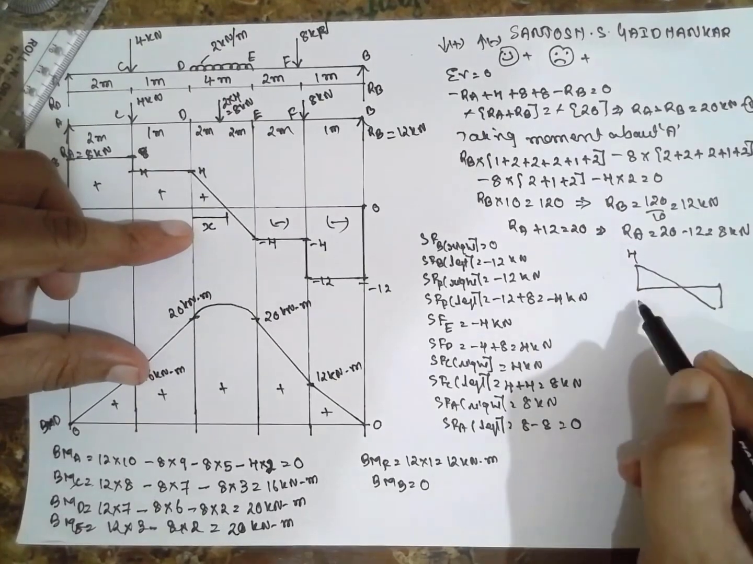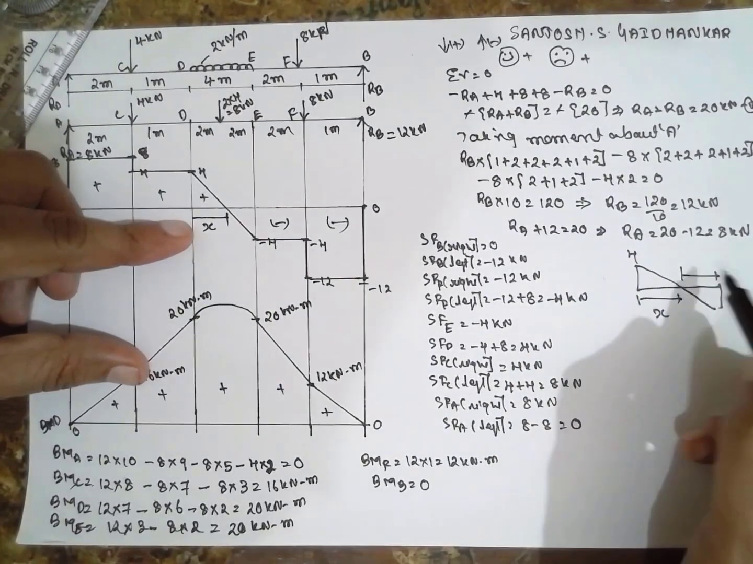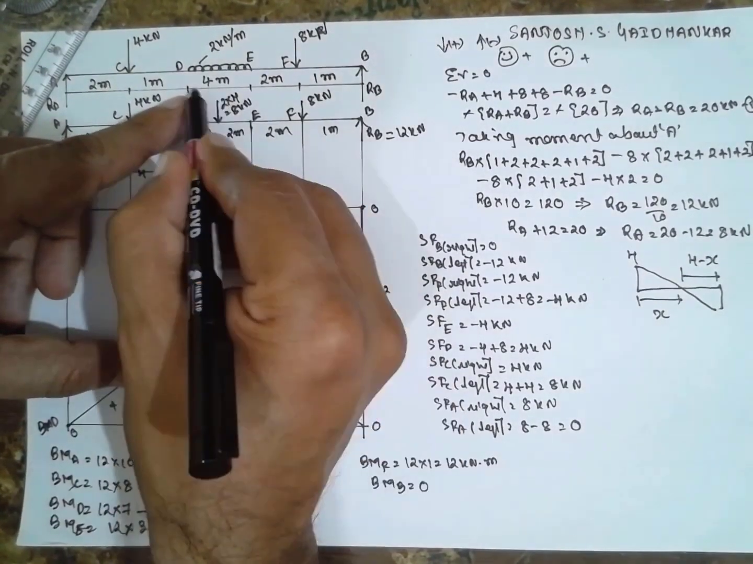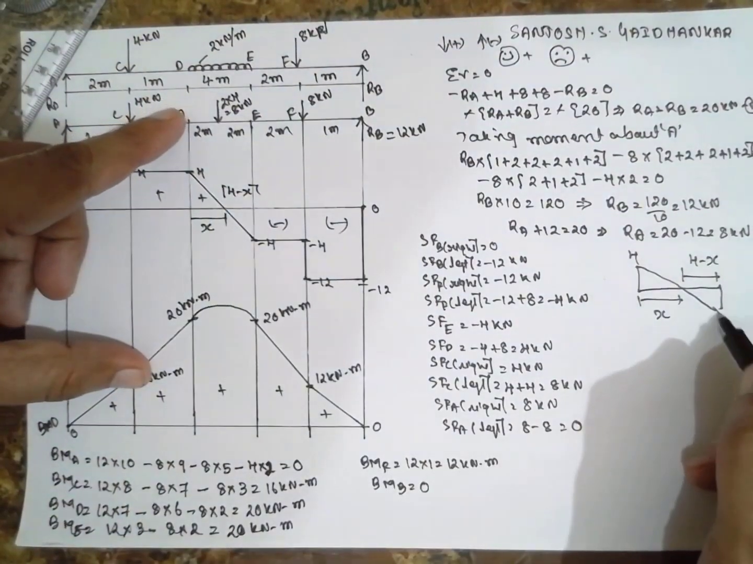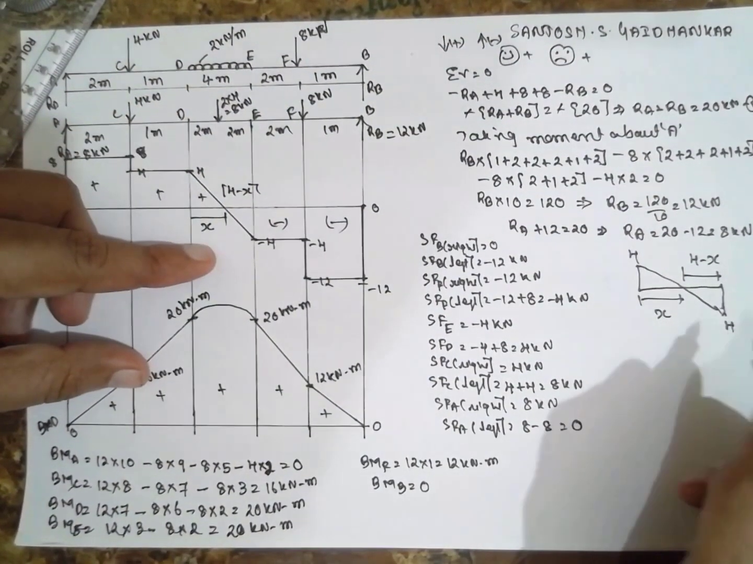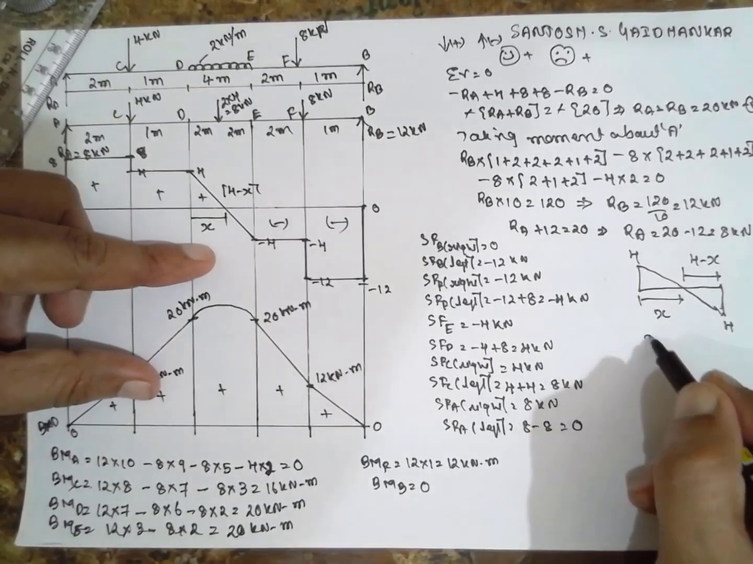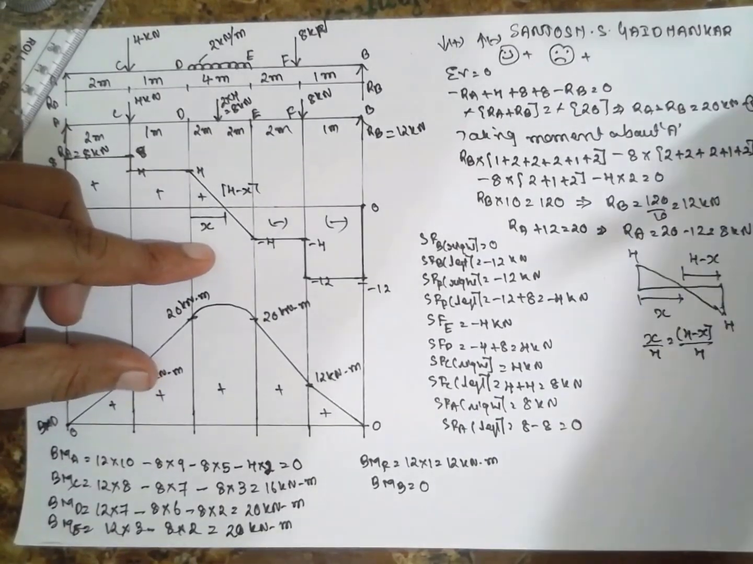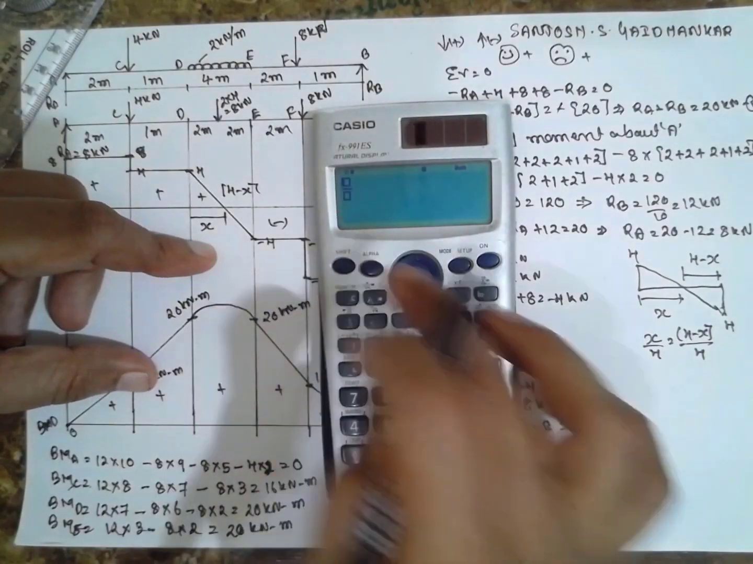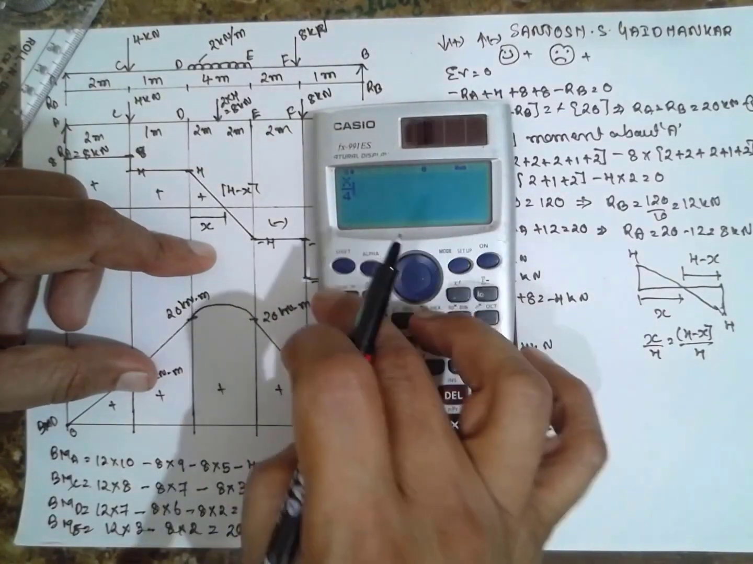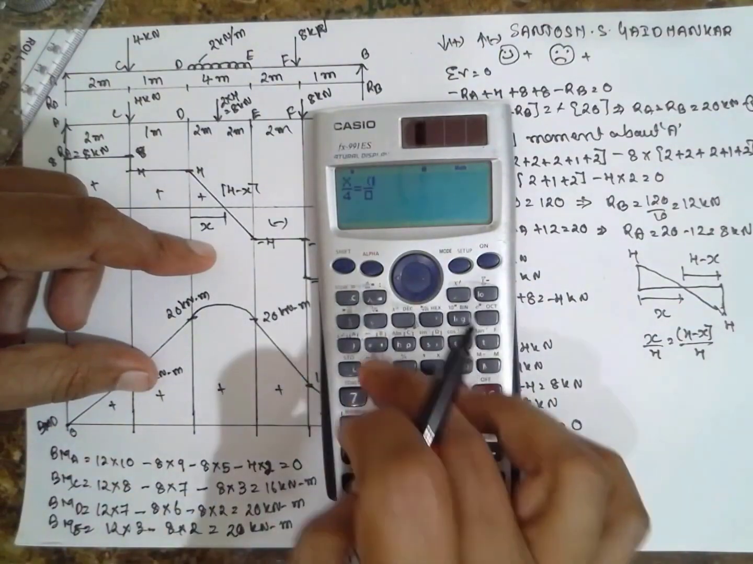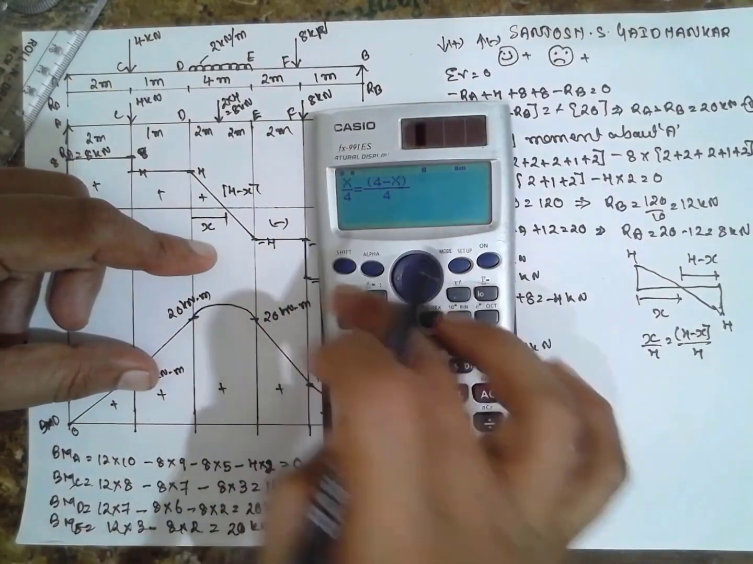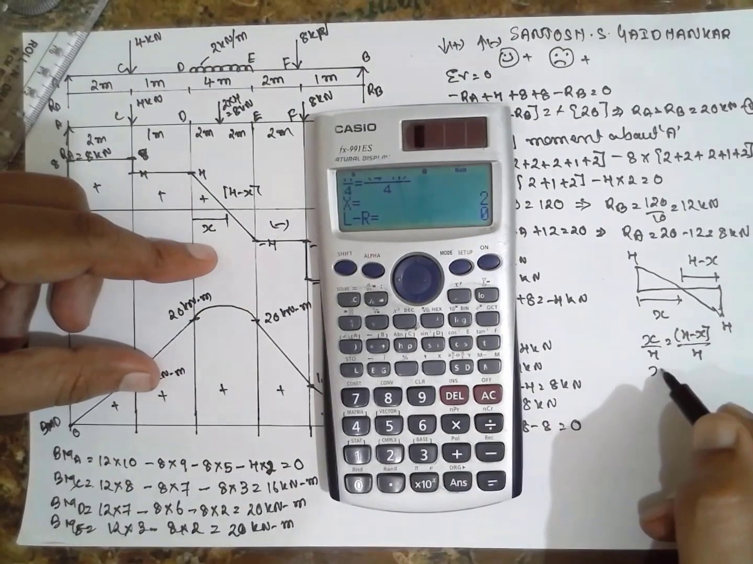Just you have to consider 4 here. This is the distance x. This distance will be 4 minus x. Here I have to refer this point, 4 minus x, and this value will be 4. Don't consider the minus sign, only the value. Now x divided by 4 is equal to 4 minus x divided by 4. With the help of calculator you can solve it: shift solve, x value will be 2.